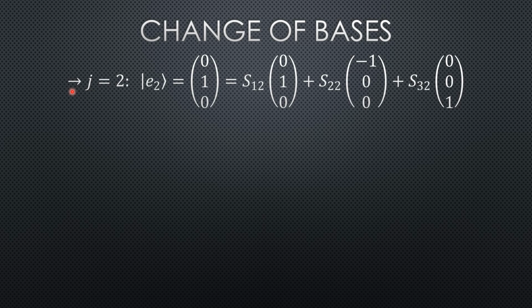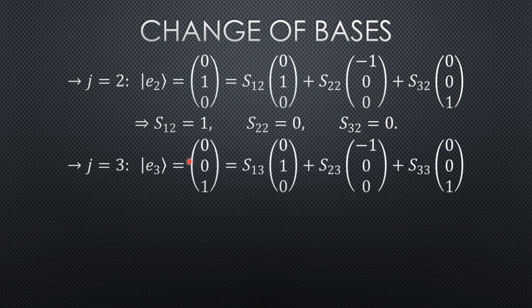Running it through j equals 2 for the y component, our old basis is 0, 1, 0. What do I need to add here for S12, S22, S32 to maintain this? Well, this needs to be a 0, this needs to be a 0, and this is the only one that can contribute anything. As a result, S12 needs to equal 1, S22 needs to equal 0, and S32 needs to equal 0. Lastly, our last component, j equals 3. For e_3, we know that's the z-hat direction, or the z direction, or k-hat, whatever notation you want to use.